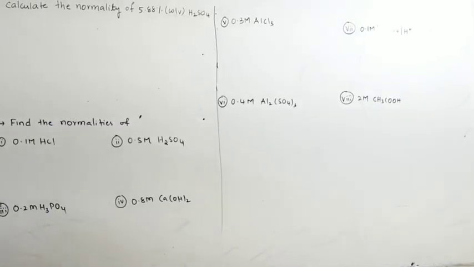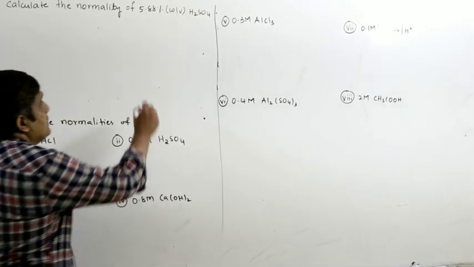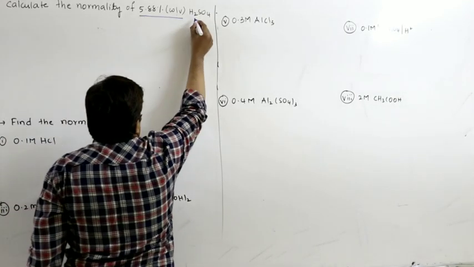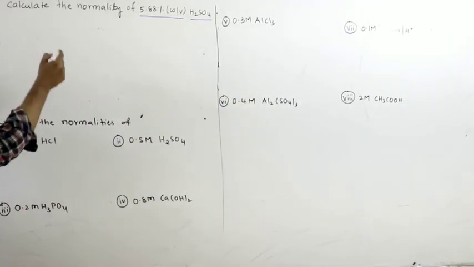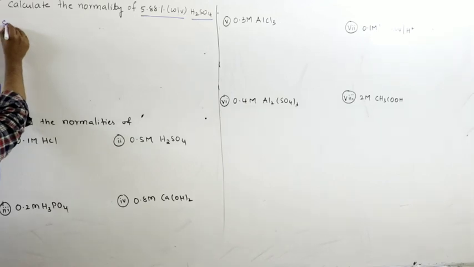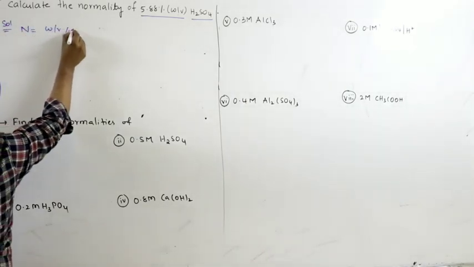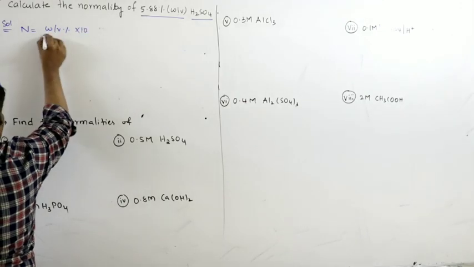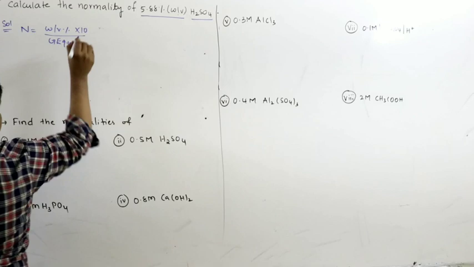Next, let us do some problems. Calculate the normality of 5.88 percentage weight by volume sulfuric acid, H2SO4. So, weight by volume percentage is given. So, what is the formula? Normality equals weight by volume percentage of solute into 10 by gram equivalent weight.